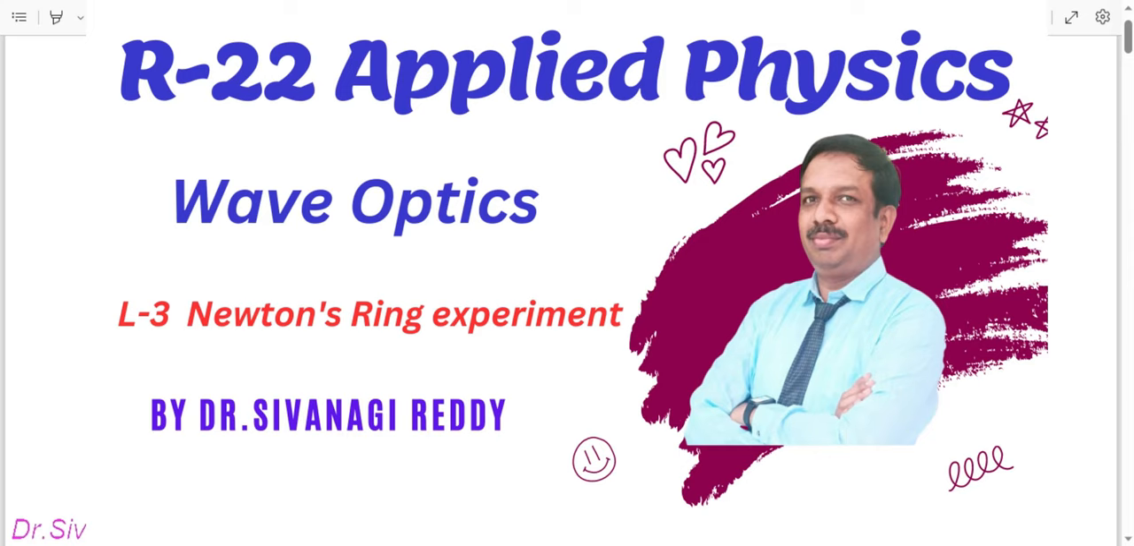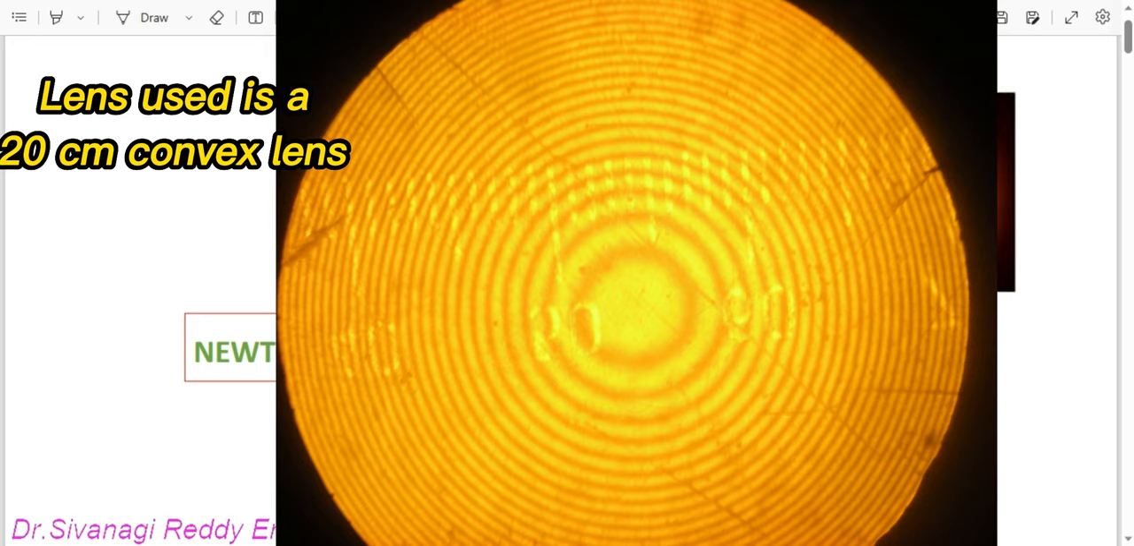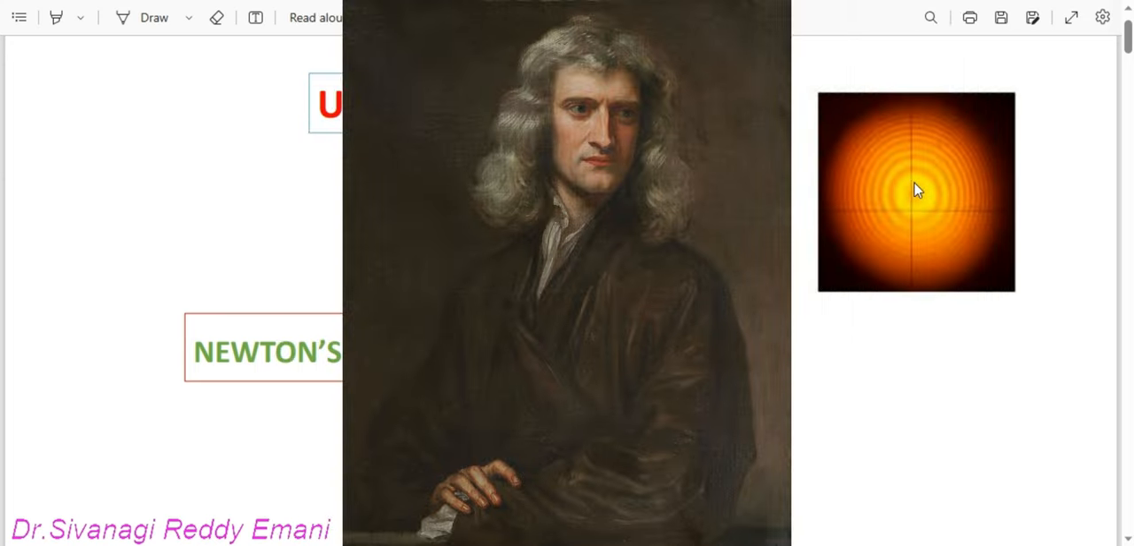Hi engineers, today we are going to study Newton rings. This is the last part in interference. These Newton rings play a crucial role in our study of interference, and here we can see these rings. These are nothing but the Newton rings. These rings were first observed by Newton, that's why they are called Newton's rings.